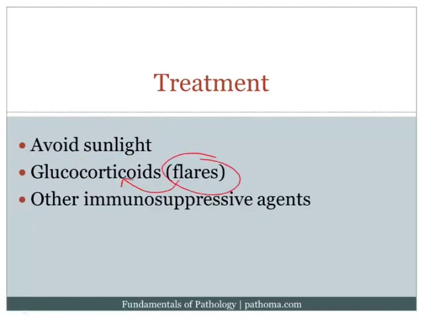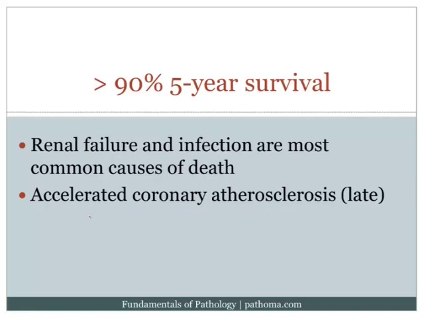Of course, what's driving the entire process is the immune system, and so if you give glucocorticoids, you'd suppress the immune system. And if the patients have refractory disease or if the patients have severe disease, other immunosuppressive agents can be used. Now with this treatment, the prognosis is fairly good. There is a greater than 90% 5-year survival. This is important because in the 1950s, the 5-year survival was less than 50%. So treatment has certainly helped the 5-year survival.